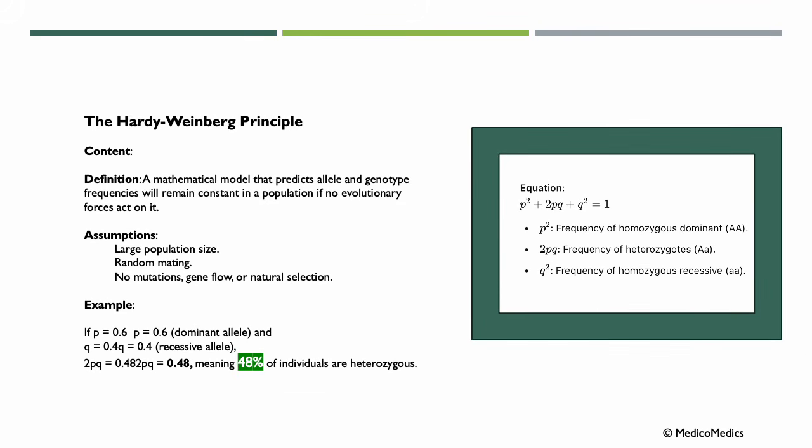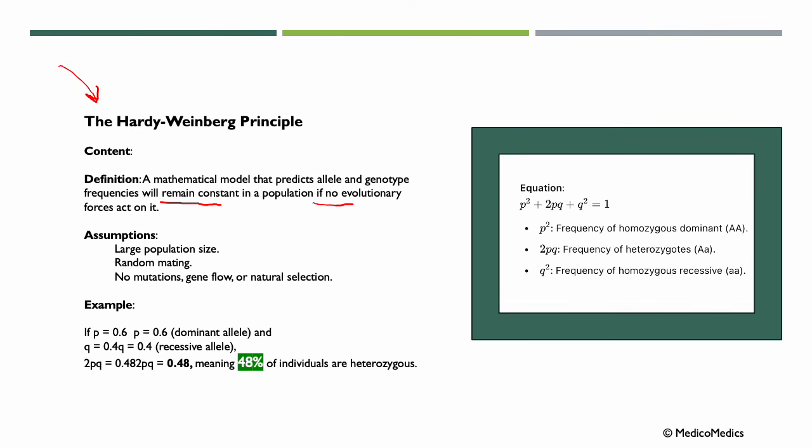So now let's see some practical calculations. So we have the Hardy-Weinberg principle. It is a mathematical model used in population genetics to predict that allele and genotype frequencies in a population will remain constant from generation to generation, provided that no evolutionary forces such as natural selection, mutations, migration, genetic drift, etc., act on it. So it kind of represents a genetic equilibrium.